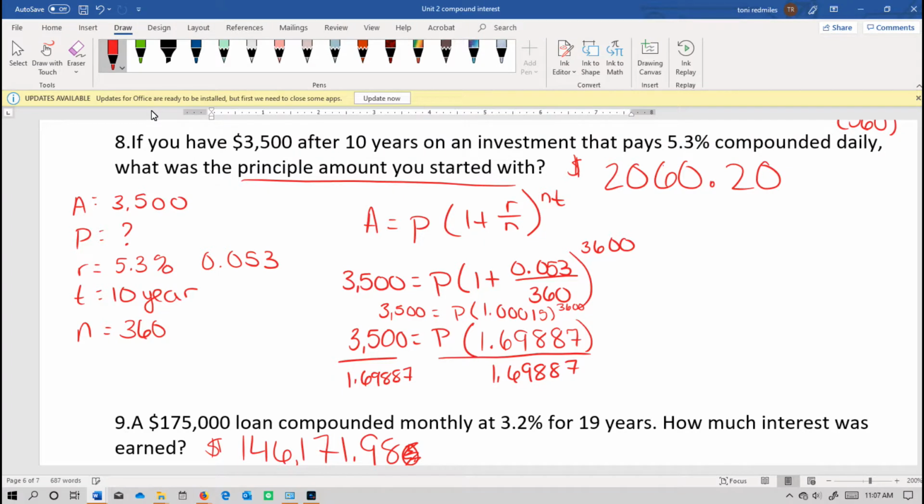And when I do that, I get that p equals, because this is going to cancel out, leaving me just with p, $2,060, and if I round up, 20 cents. All right.